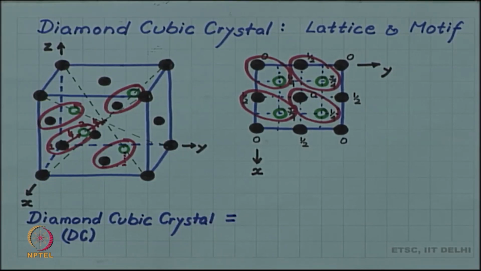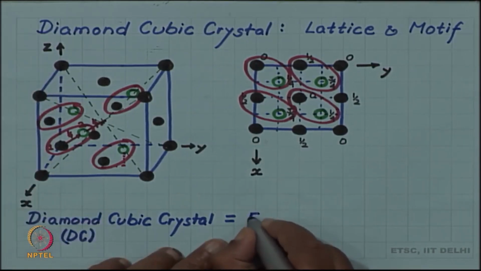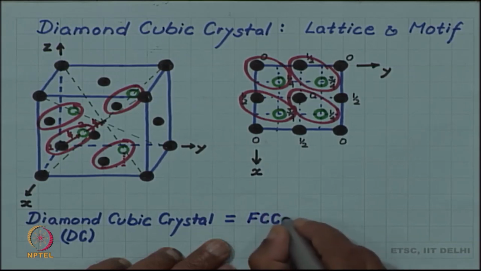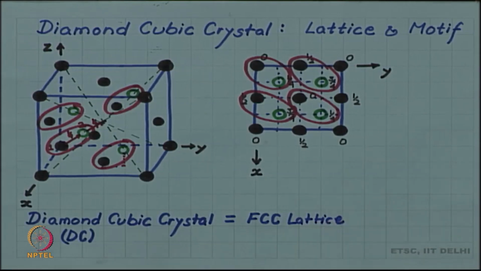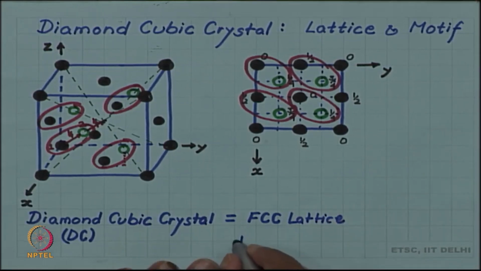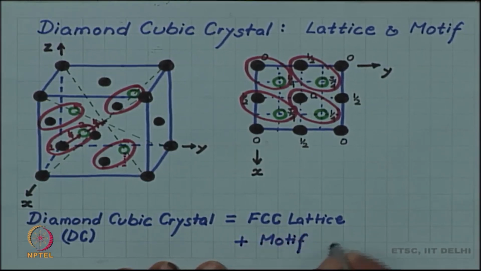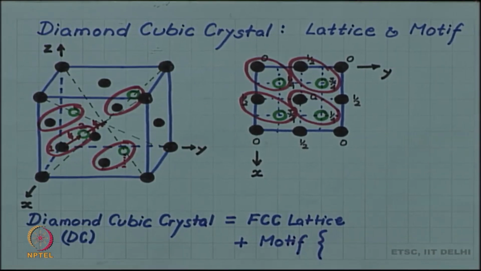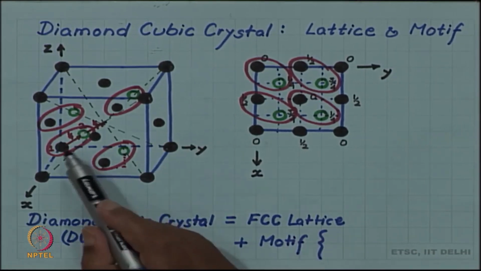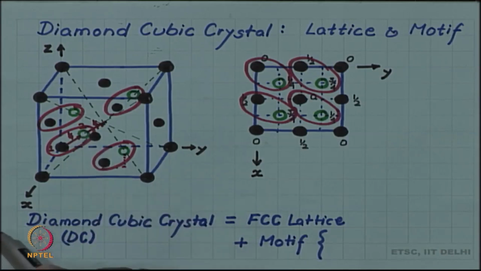so recall that the green atoms are not contributing to the lattice. So, the lattice is only defined by the black atoms. So, the lattice is face centered cubic, it is FCC lattice, plus of course, it has to have a motif, and we have seen that the motif has 2 atoms, one black and one green. Now, how do I give the coordinates of the motif atom?